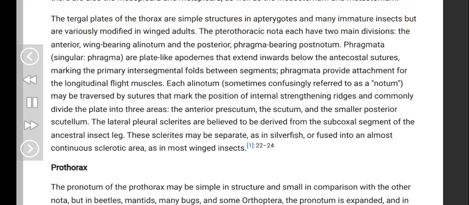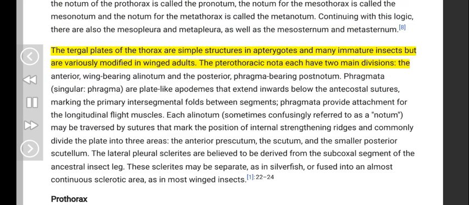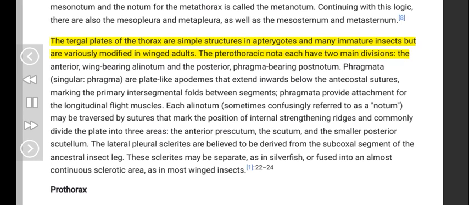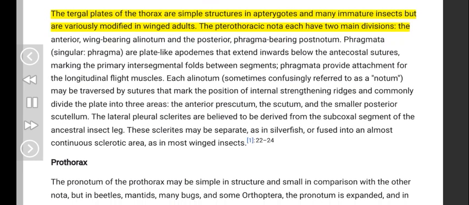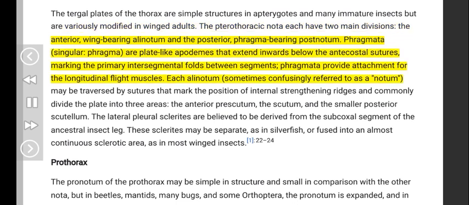Tergal plates of the thorax are simple structures in apterygotes and many immature insects but are variously modified in winged adults. Thoracic nota each have two main divisions: the anterior, wing-bearing alinotum, and the posterior, phragma-bearing postnotum. Phragmata, singular phragma, are plate-like apodemes that extend inwards below the antecostal sutures, marking the primary intersegmental folds between segments. Phragmata provide attachment for the longitudinal flight muscles.